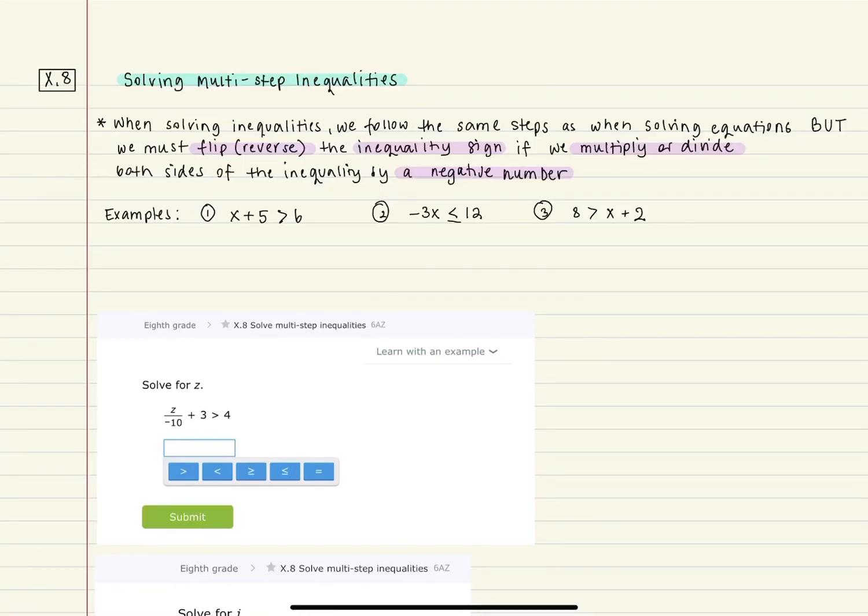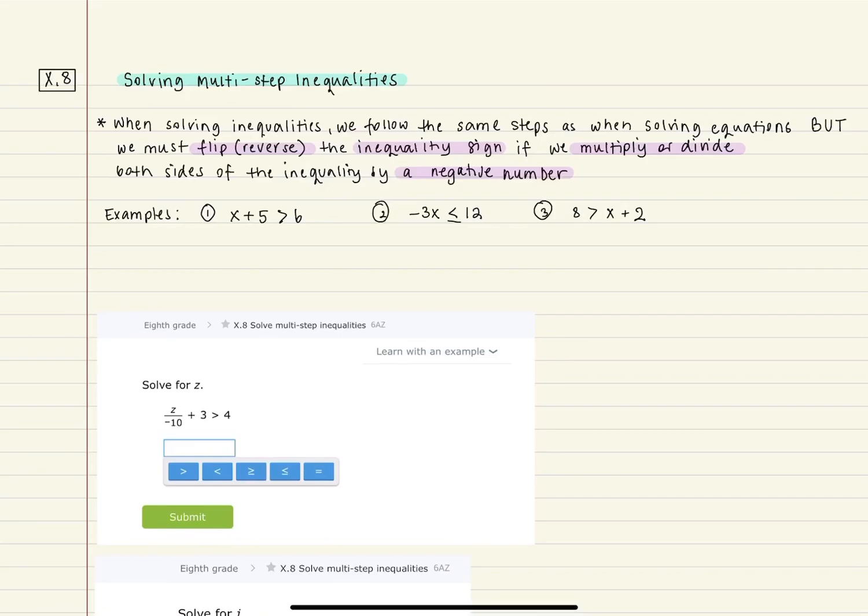Hello everyone. So this week you will be reviewing how to solve multi-step inequalities. And if you remember from last year, solving multi-step inequalities is almost identical to solving equations. You follow the exact same steps, but there's one very important difference.